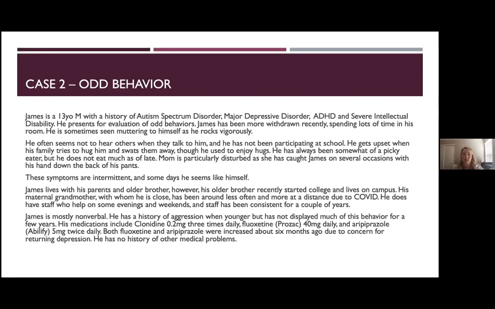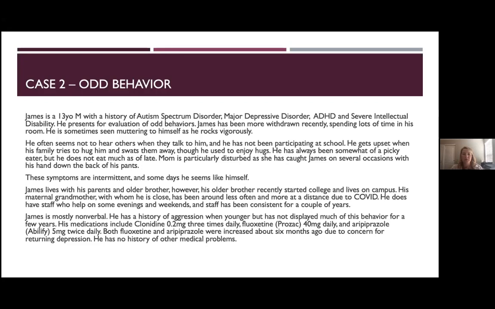He's been a picky eater in the past, but he's not eating very much right now. And mom has this particular concern because she has caught him with his hands down the back of his pants several times, and she's not loving that. But these symptoms are kind of intermittent, and so it's a little confusing.